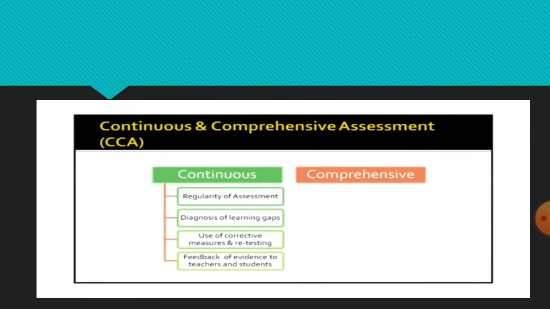Generally in school, the teacher conducts the exam or test at the end of the session, or end of the topic, or end of the class. That means at the end of the quarterly, half yearly or annual term. But continuous means every day we should evaluate and assess the student. What continuity means here is that the student should get teaching learning support continuously from the teacher whenever the student requires it.